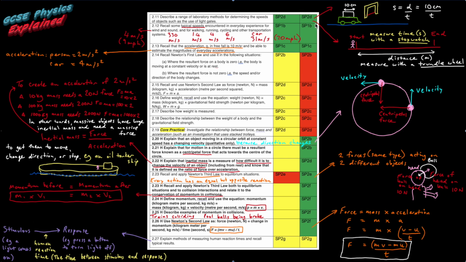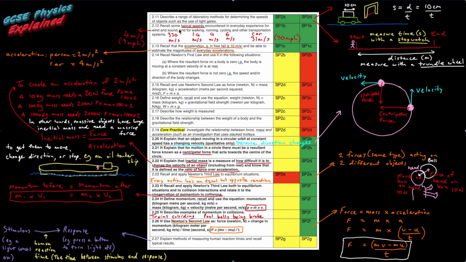Another way to get the speed would be simply to measure a distance, say with a trundle wheel, and then measure the time with a stopwatch. So that could potentially be 4 marks. And then for a 5th mark, you get the speed by doing distance over time.